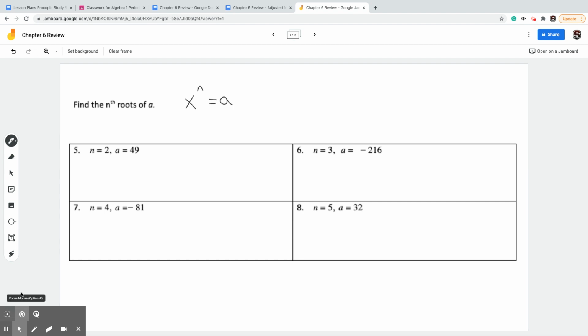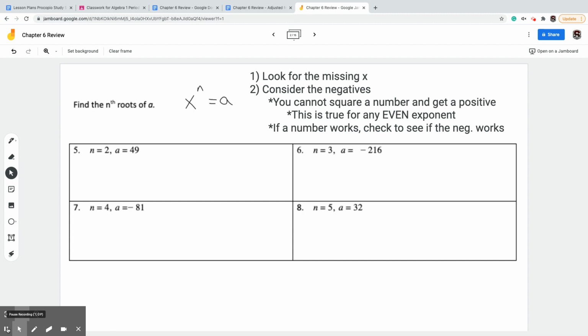Now, a couple things to note before we dive in: what about the negatives? When we solve this, we're going to be looking for the missing x and then consider the negatives. These are some reminders in my own words that I think you should recall. I encourage you to pause, read these, and write them in your own words. Now let's write 5, 6, 7, 8 in the format above.